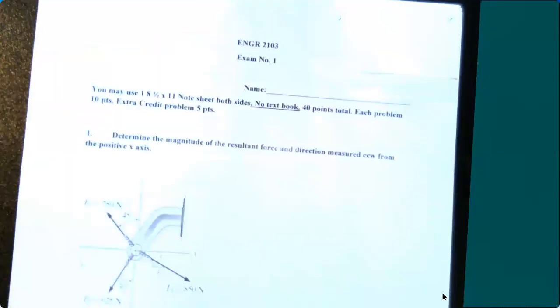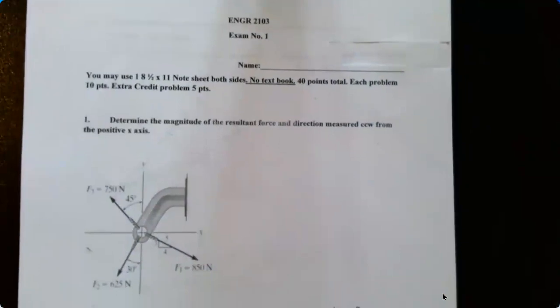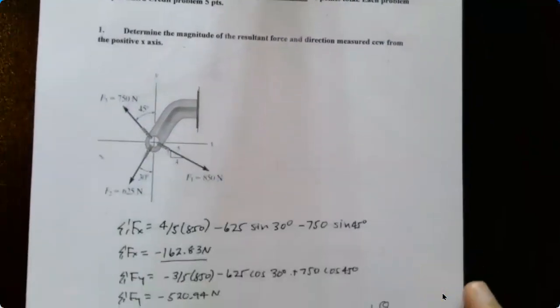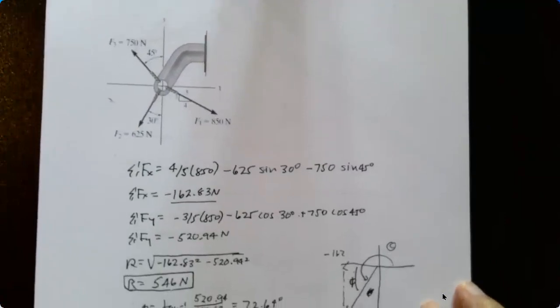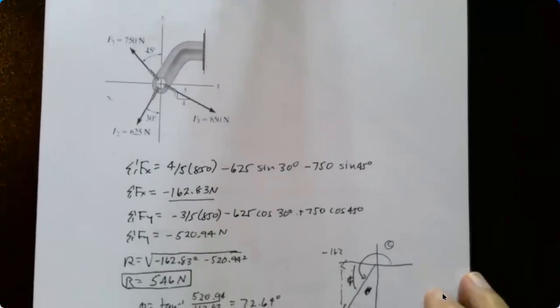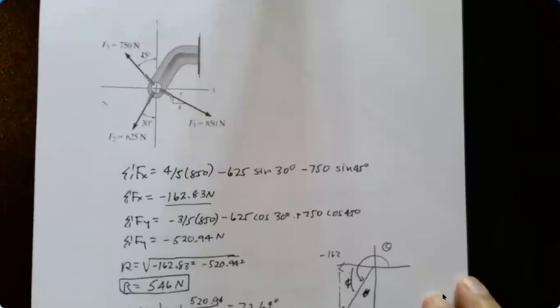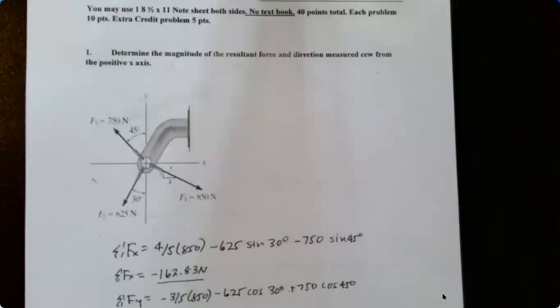That ends our discussion really on chapter 5, showing you some more example problems. Go through the exam briefly. I want to make a couple of points with the exam. This is the solution. I have the solution posted on Canvas. This one was a very simple problem. Just wanted you to determine the magnitude of the resultant force and direction measured counterclockwise from the positive x-axis.